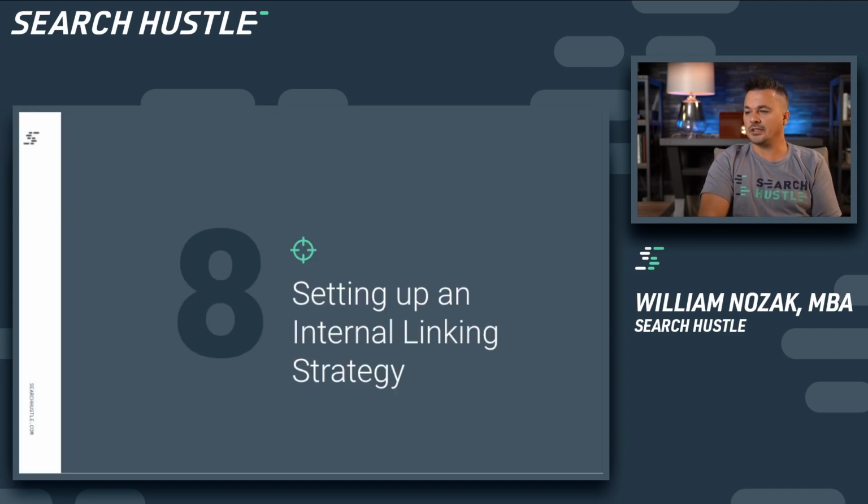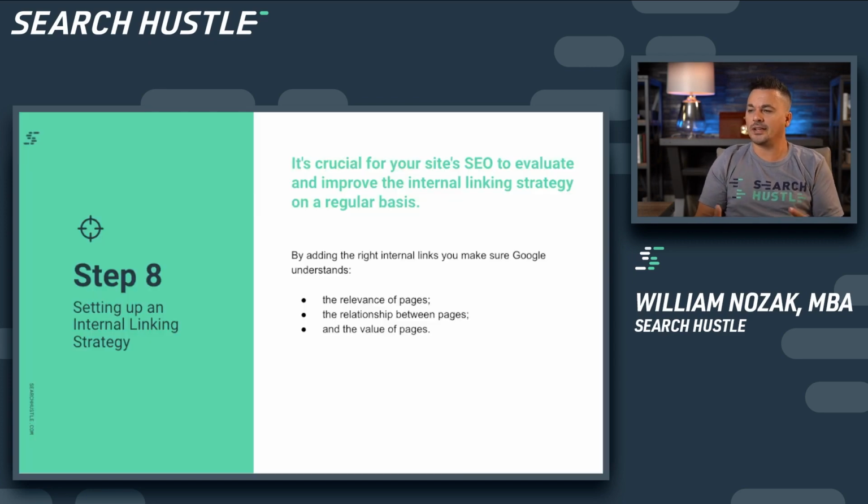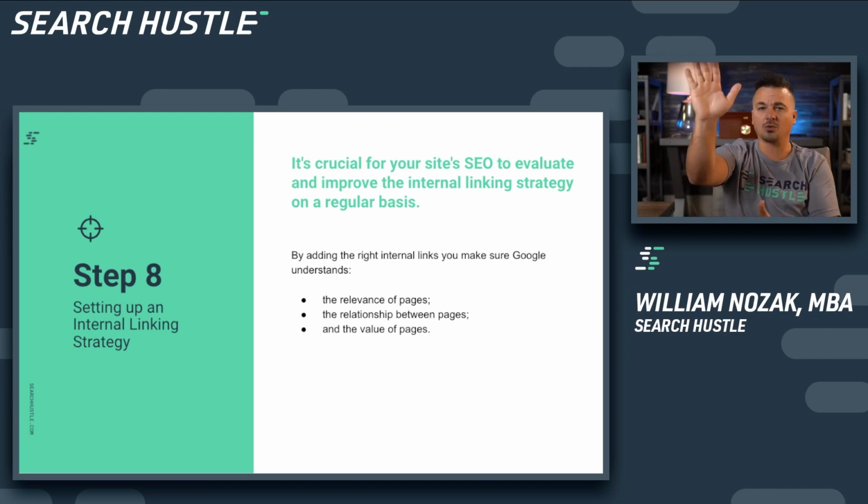Setting up an internal linking strategy. You want to link to the right things with the right anchor text. You're linking to relevant pages. You're linking to pages that have some sort of relationship. I like to call them horizontally related. Maybe not more important, but kind of on the same line. And then we want to link to valuable pages, pages that are vertically important. What should be upstream from this page? What should this page never outrank?